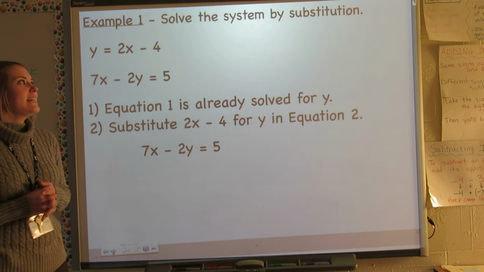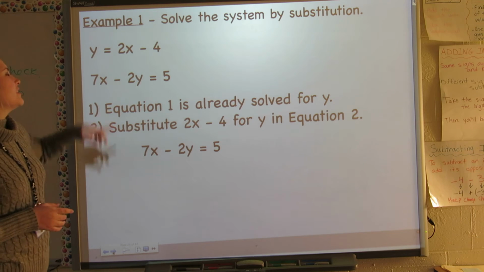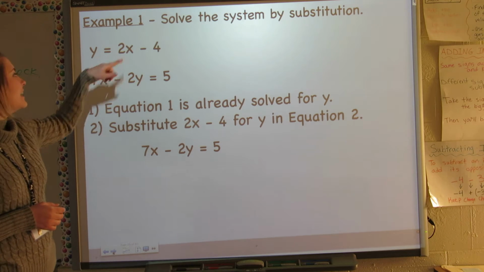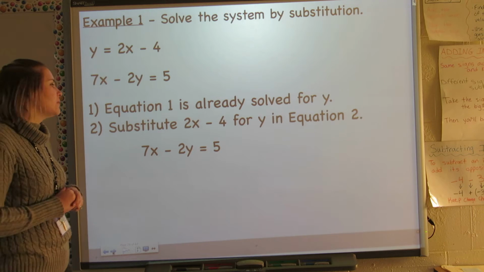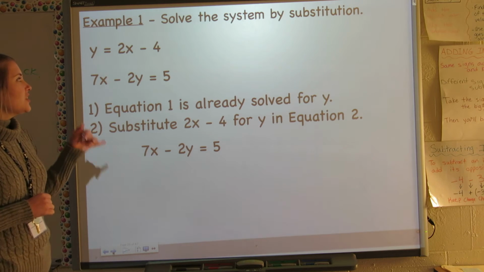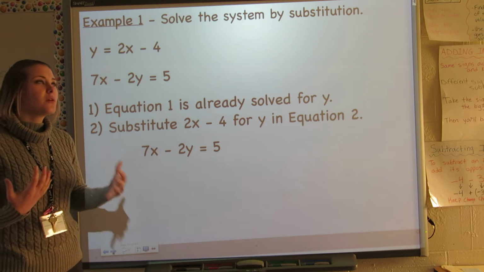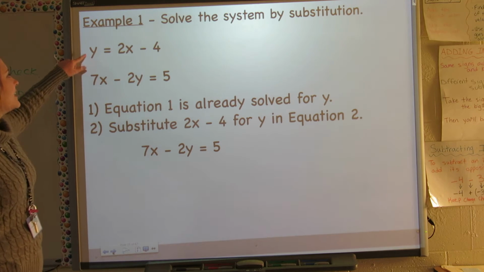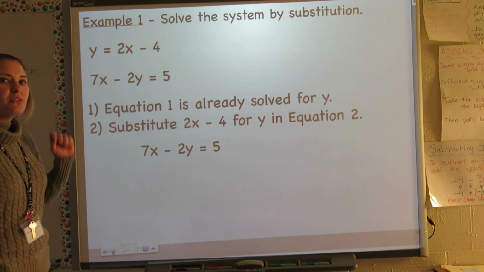So let's look at an example. Here we want to solve the system by substitution. So we have the equations y equals 2x minus 4 and 7x minus 2y equals 5. Equation 1 is already solved for y, so we don't have to solve for one of those variables because we already have y equals 2x minus 4. So we're going to move to step 2.